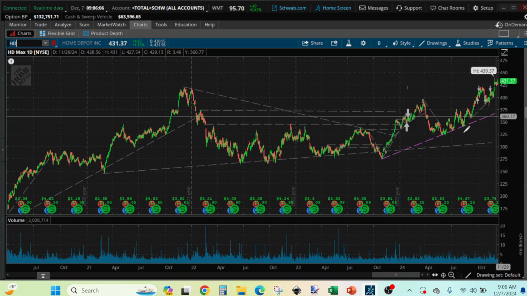M-A-N-H. Is away from the trend line, so we are just going to wait on it. If it comes back to this one, we can buy it. Otherwise, we can wait on the purple one. M-A-R.